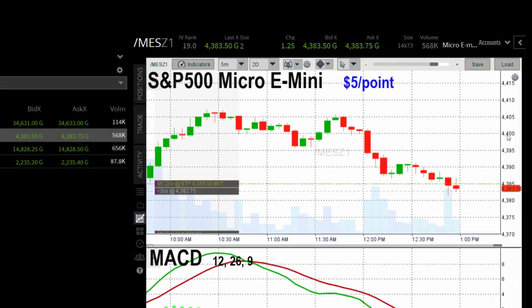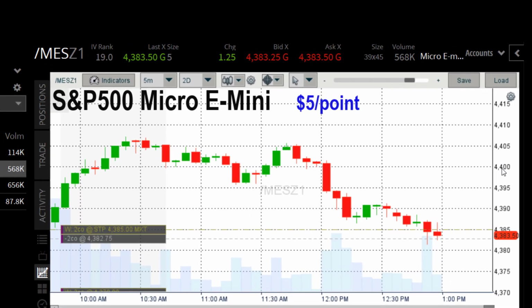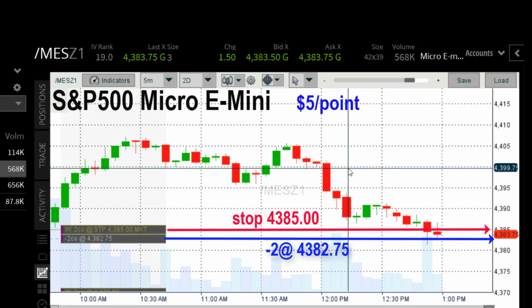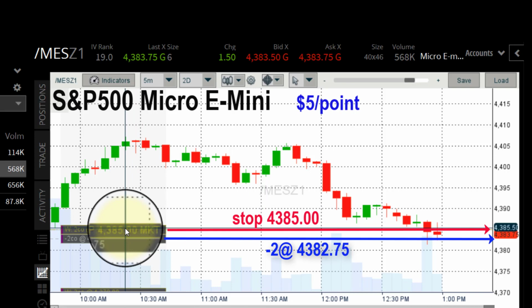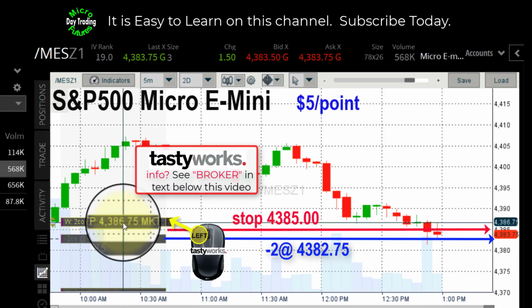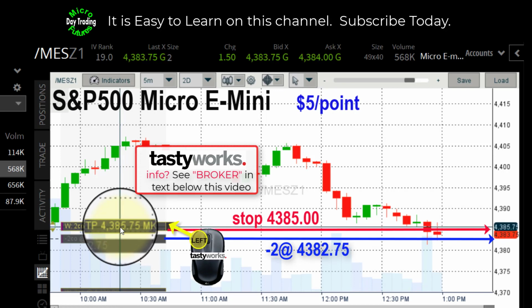This kind of trading isn't rocket science, but it does take a lot of practice. And you need to get pretty nimble with your software controls too. Short 2 contracts, 43.82 3/4, and my stop was initially put down there at 43.85, and I'm going to revisit that.